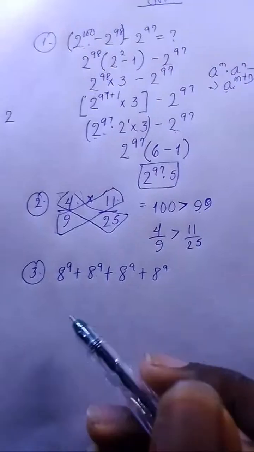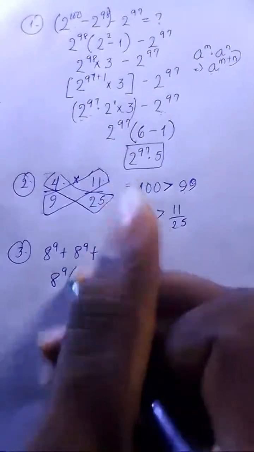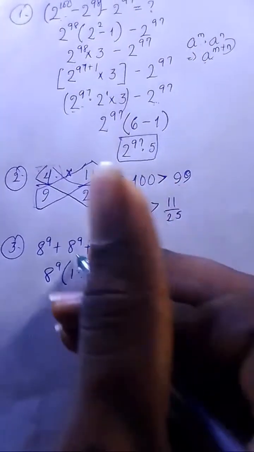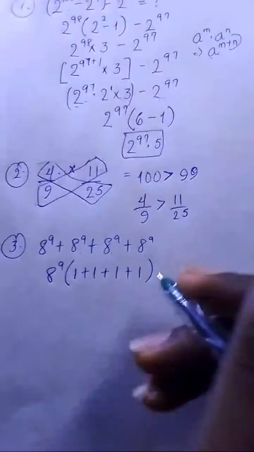We can factorize 8 raised to the power of 9 out. When we factorize it out, we have 1 from each term. When we bring it out from here, it becomes 1, right?